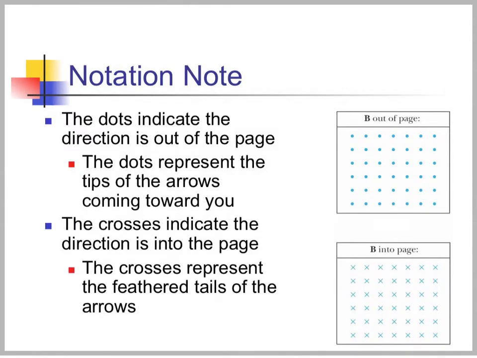Now, we need some notation when we're looking at problems, because we are no longer just looking at the x and y direction, but we need to consider the z direction, or in and out of the page. In our book, dots represent an arrow coming at you. The way they modeled it is, if someone were to shoot an arrow at you, you'd see the point coming at you. Whereas if the magnetic field is going into the page, we're going to see a cross. That would be the feathers on the end of the arrow going away from you.